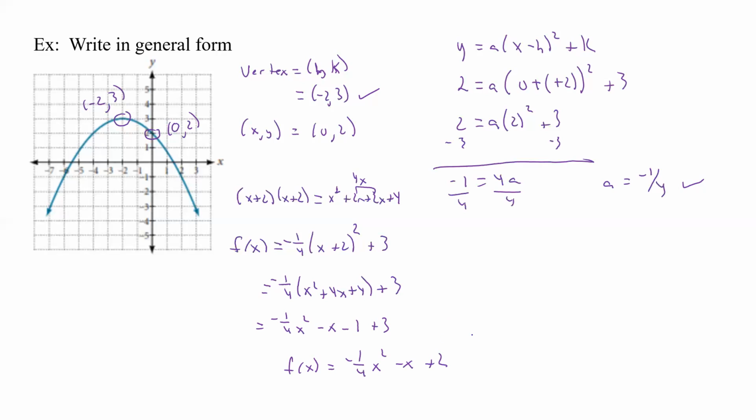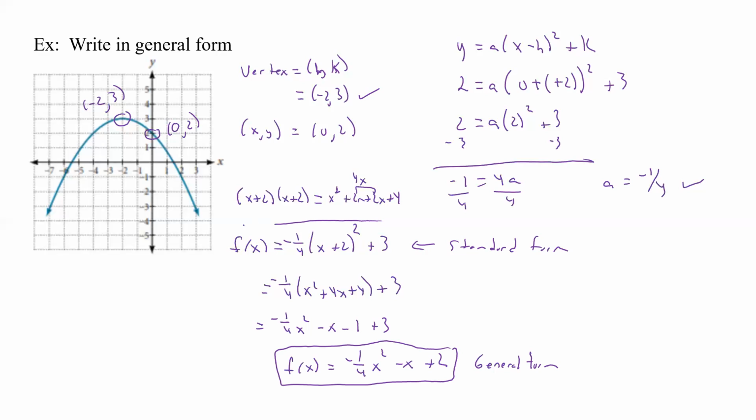Okay. And they want the general form. And that's what we have here. And this one is our standard form. So again, if they'd asked for that one, we were done there. But if they asked for the general, then we had to go ahead and multiply everything out, and we get our general form. All right, what about the next one here?